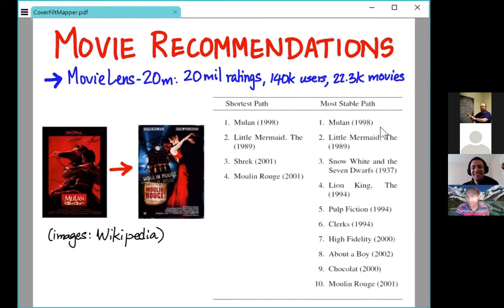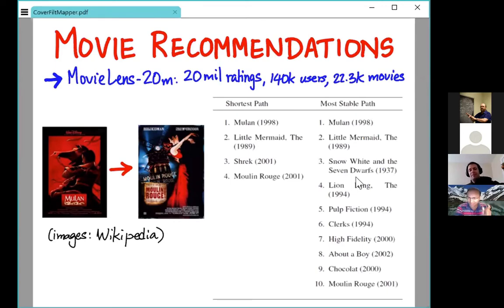But if you have a lot of time, then you would follow the most stable path. Of course, it's 10 movies going from Mulan to Moulin Rouge, so 9 transitions. But the transitions in each case are more gentle. And so you will be eased from one genre to the other.